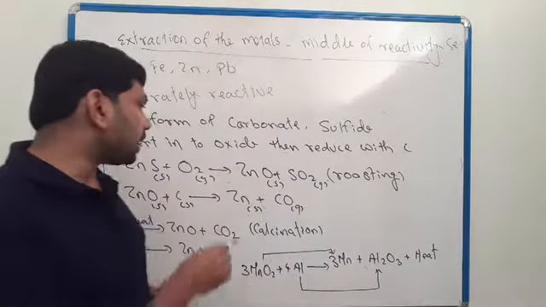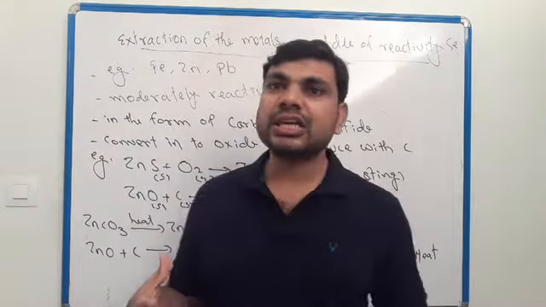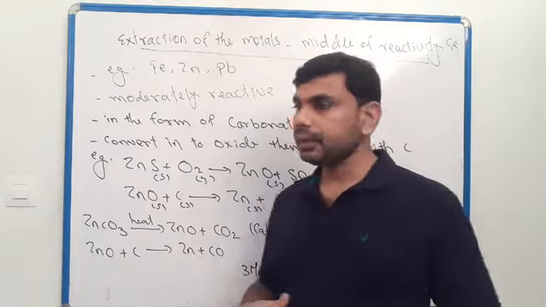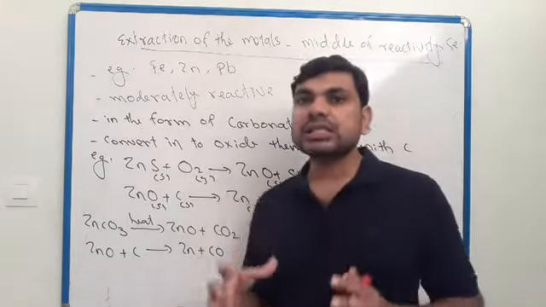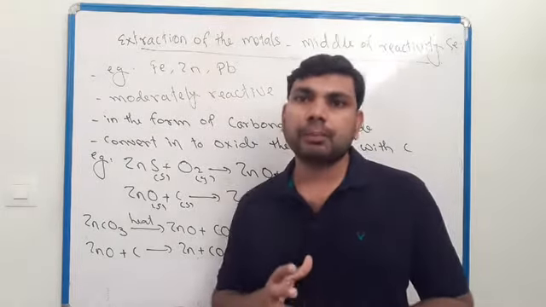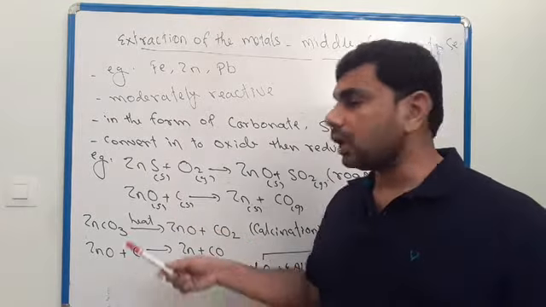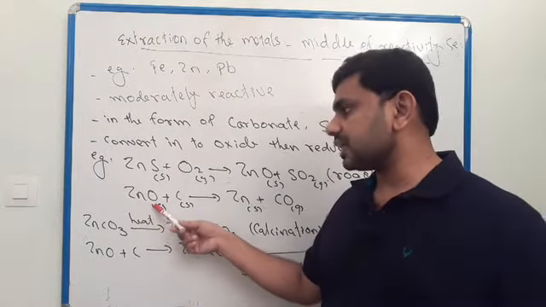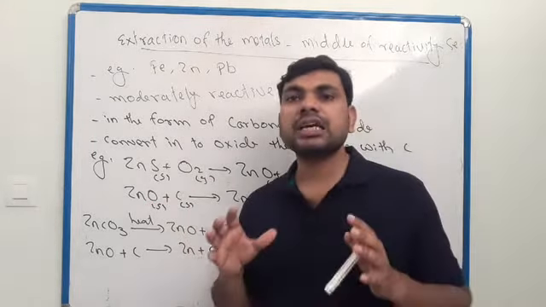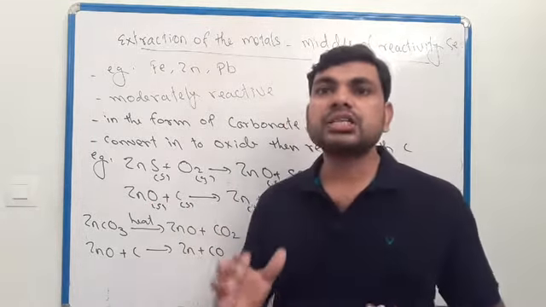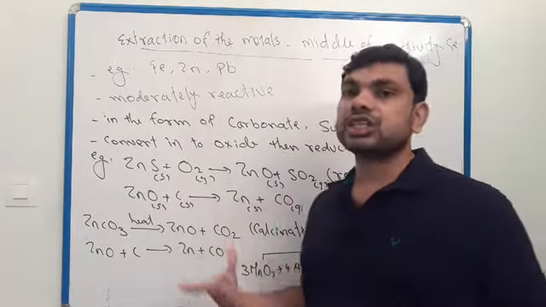Okay, so here sulfide ore changes to oxide. Zinc sulfide changes to zinc oxide. This zinc oxide is heated with carbon. Now oxygen is removed from zinc. And here, after strong heating, zinc oxide changes to zinc and carbon changes to carbon monoxide. This process is called reduction.